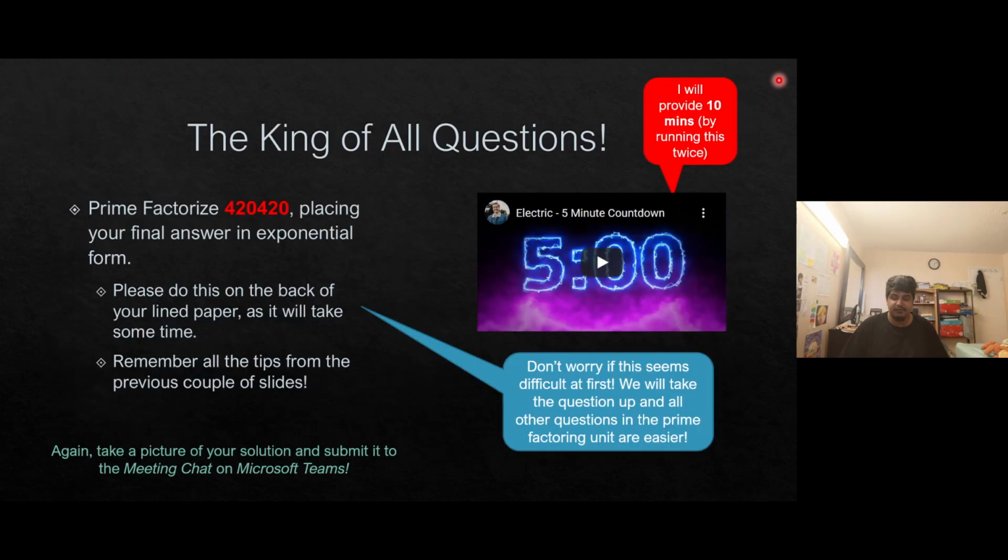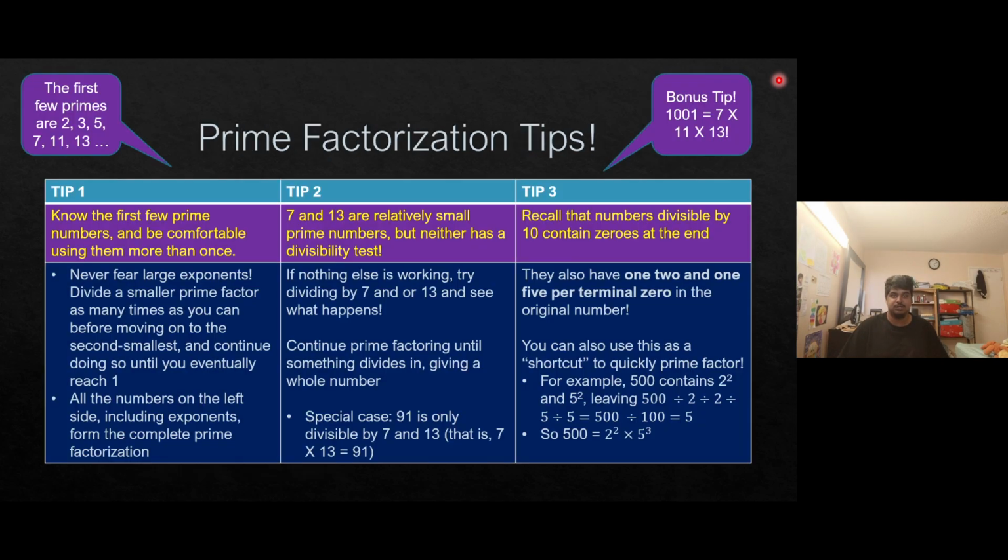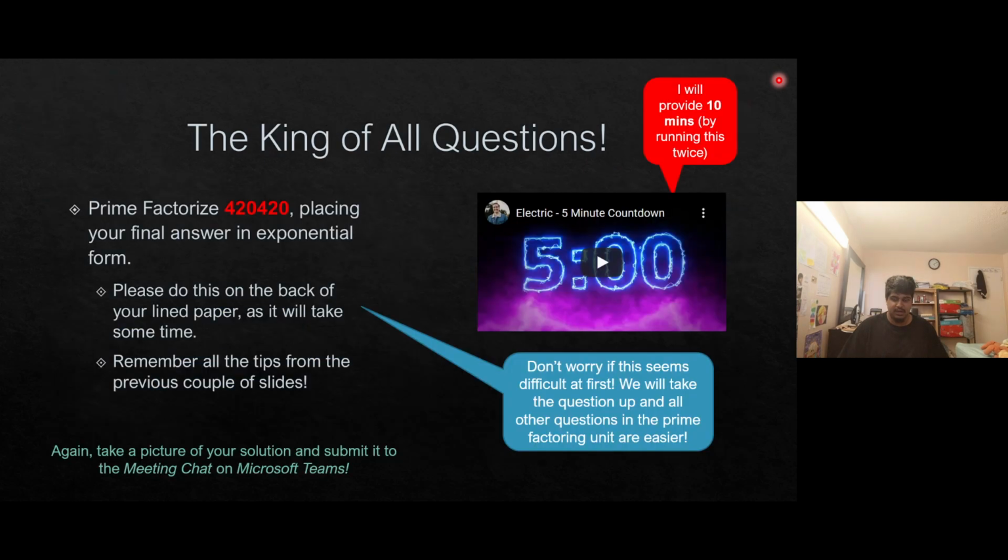Okay, so here I have the king of all questions, which is 420,420. And what I would like you to do is calculate the final answer, and please put it in exponential form for me. Go ahead and do this on some lined paper, and make sure you keep in mind all of these beautiful tips we talked about, okay? So now is another great time to pause the video. Go ahead. Good luck.